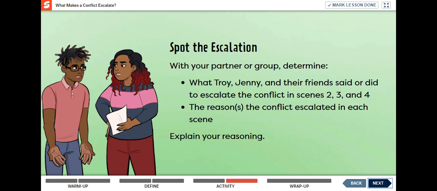Scene 4. Pretty soon, the whole friend group is taking sides. They start saying things that aren't true and spreading rumors about each other. One day at lunch, they're arguing and yelling at each other so loudly the principal is called to intervene. End of scene 4. Reasons for escalation: not managing emotions, jumping to conclusions, making assumptions, and involving others.